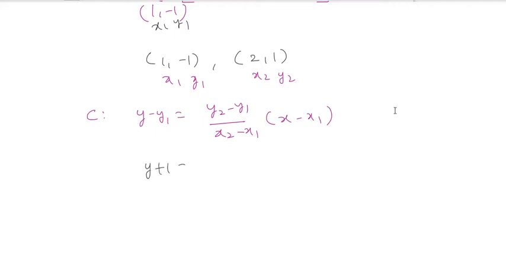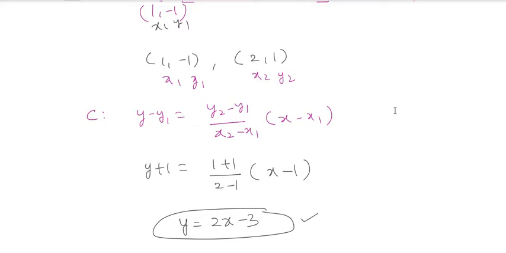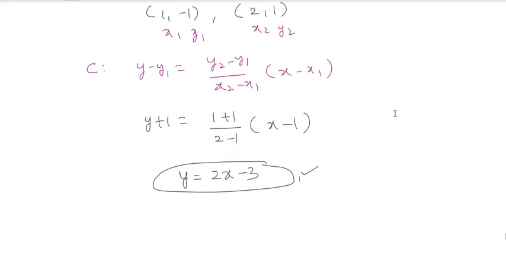So y plus 1 is equal to (y2 minus y1), that is 1 minus (minus 1), by (x2 minus x1), so 2 minus 1, into (x minus x1), which is 1. If you simplify, you will have y equal to 2x minus 3. So directly you can replace your y value with 2x minus 3. You can bring everything in terms of either one of the variables.